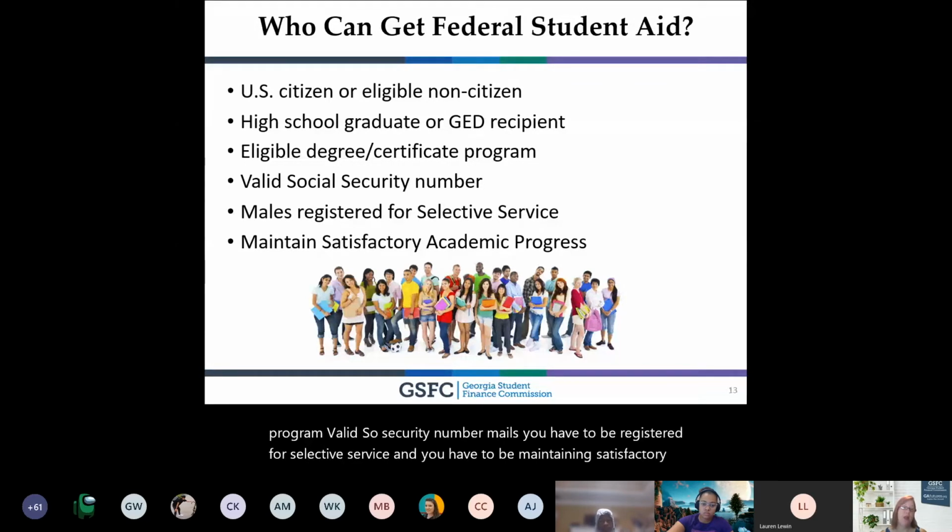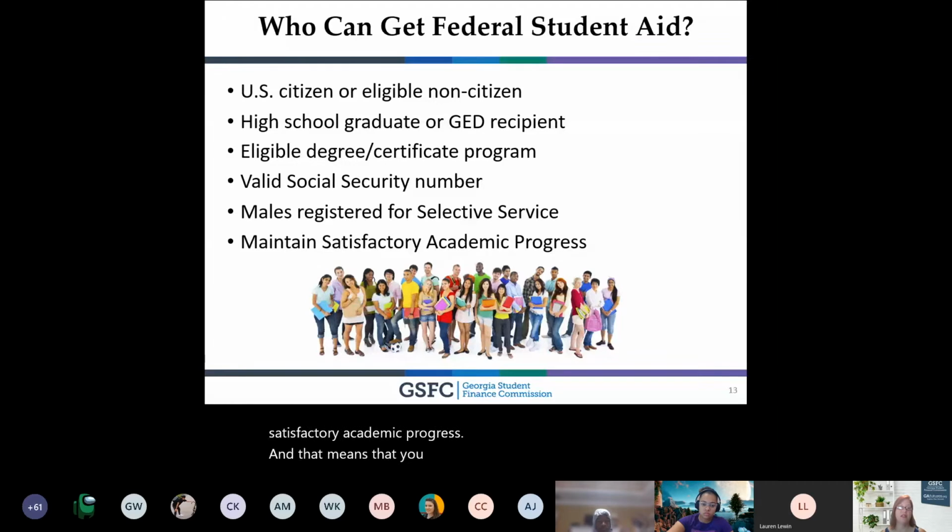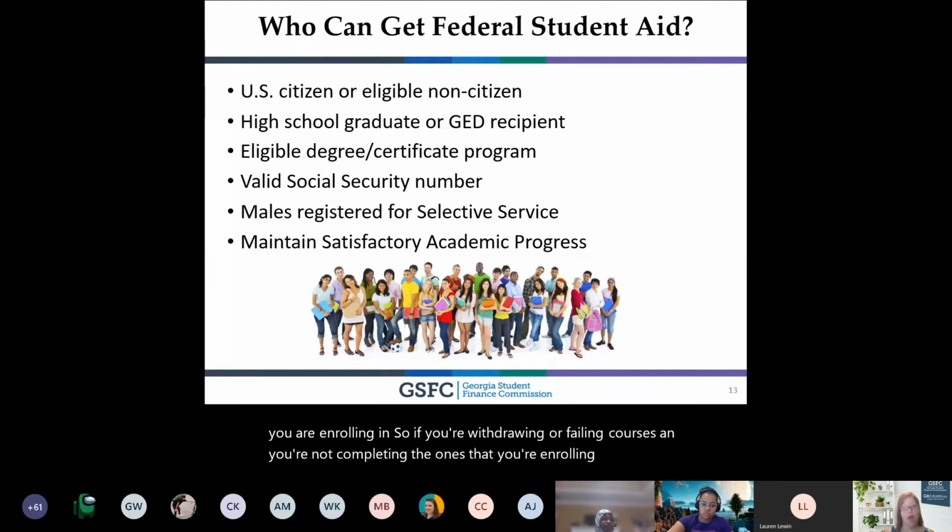And that means that you have to be completing the courses that you are enrolling in. So if you're withdrawing or failing courses and you're not completing the ones you're enrolling in, that means you're not making satisfactory academic progress. And so you may not be eligible for any federal or state aid. So it's real important to make sure you're completing the courses that you're enrolling in.